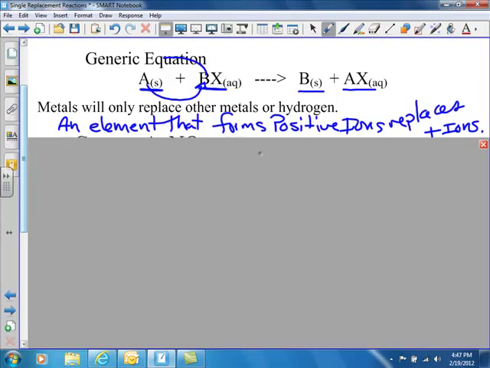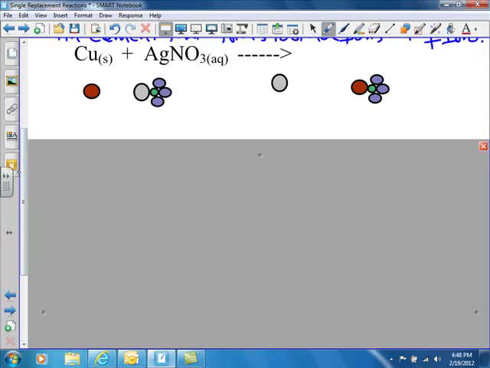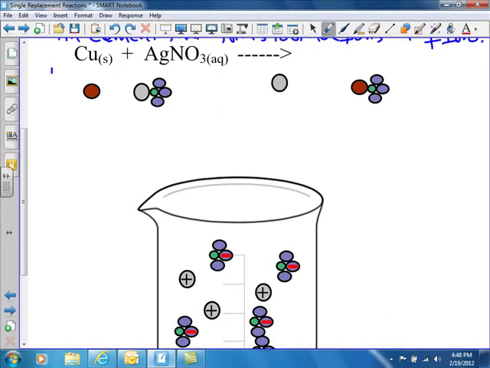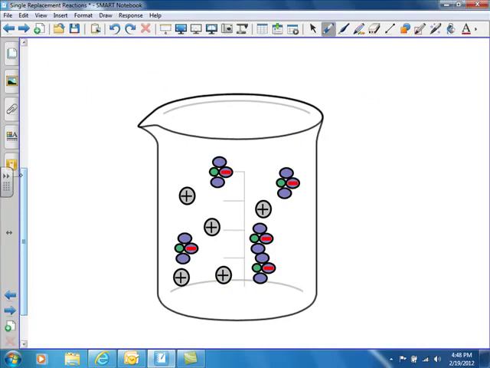Now, just to show an actual example of this, I have copper, solid copper over here, and that's going to react with an aqueous solution of AgNO3. An aqueous solution of AgNO3 would be a beaker like this one that's full of silver ions and nitrate ions, because those two are soluble and would break apart. And we're going to talk about solubility in our next VodCast.